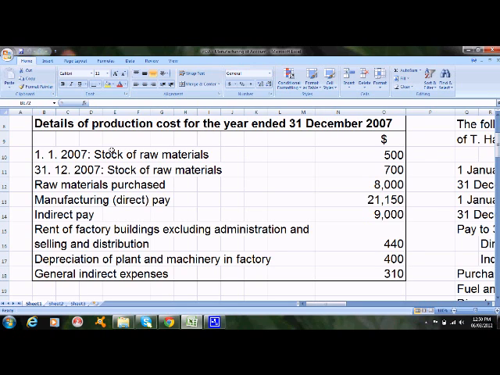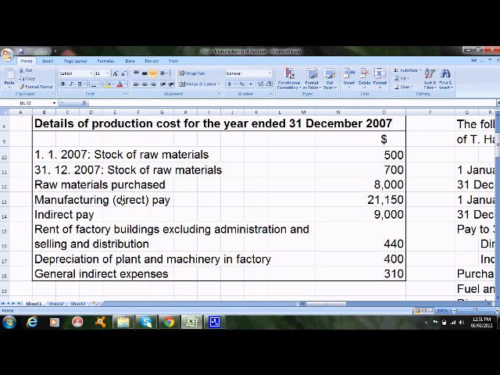First of the first 2007, stock of raw materials $500. This is what they call opening stock. 31st of the 12th 2007, stock of raw materials. This is the closing stock of raw materials, as you can see, at the end of the year. Now we have something called raw materials purchase, which is $8,000.